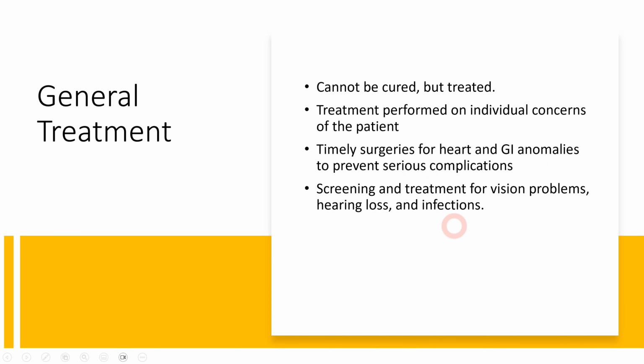Now, screening and treatment should be done almost whenever the patient visits a doctor for any vision problems. For example, if the patient is suffering from cataracts, any hearing loss, ear infections, and infections throughout the body. So, screening and treatment should be done for patients who suffer from Down syndrome.